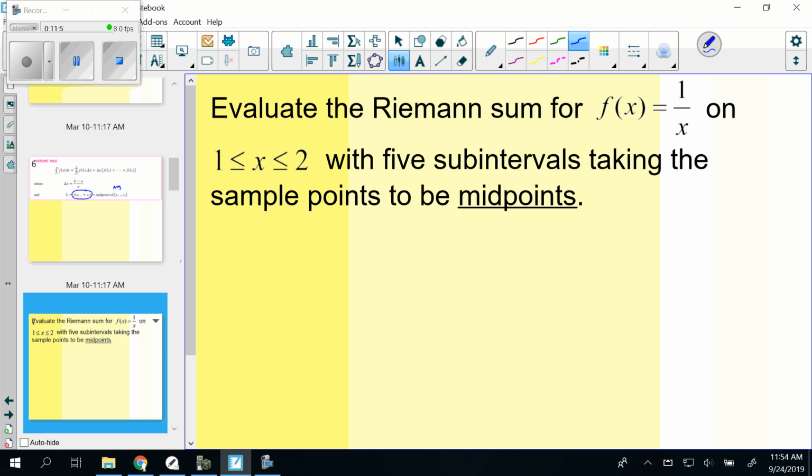Let's show you that on this one. They want us to find a Riemann sum for the function 1 over x from 1 to 2 with 5 subintervals, taking the sample points to be midpoints.